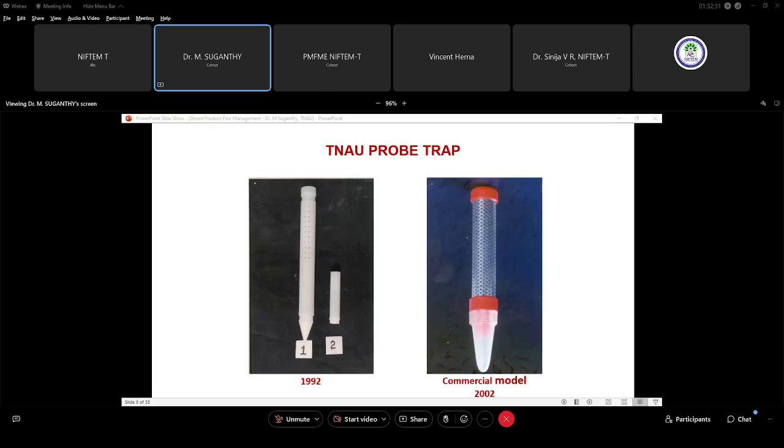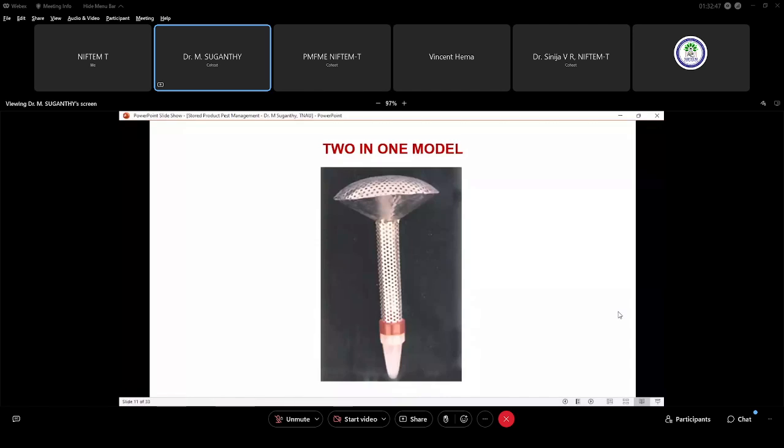And this is called the TNAU pitfall trap. Mainly we use this for detecting infestation by pulse beetle in the case of pulses. So this is called the 2-in-1 model trap. The probe as well as the pitfall trap have been combined, so it can be used for monitoring both rice pests as well as pulse pests in storage. This is the floor trap.